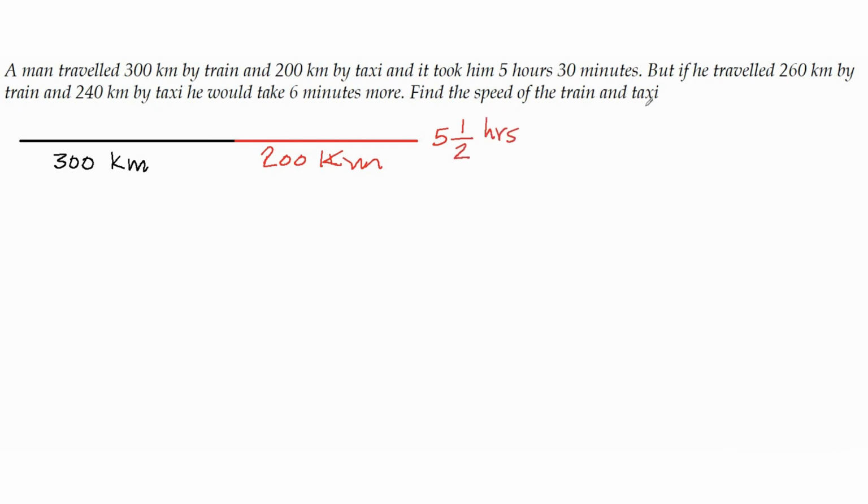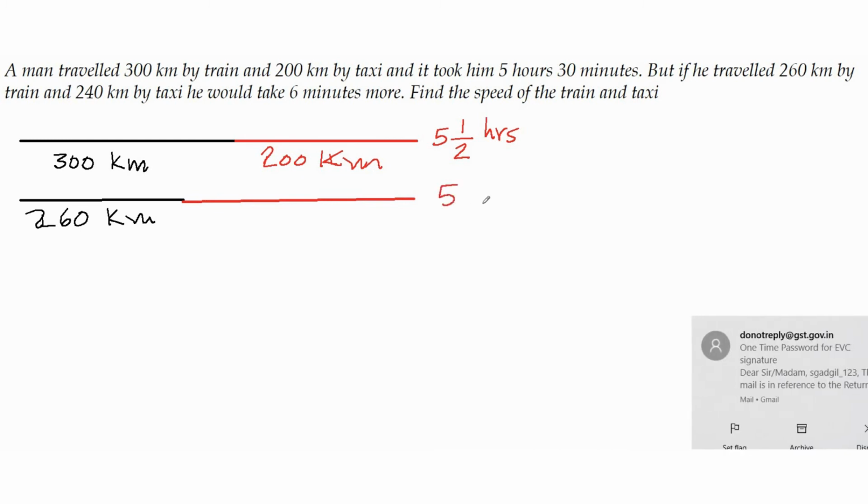But if we travel 260 kilometers by train, so let's make that diagram now. If we travel 260 kilometers by train, a slightly lesser distance by train, and then 240 kilometers by taxi, so slightly more distance by taxi now, then it would take him 6 minutes more. So basically this is going to be 5 hours and 36 minutes, right?